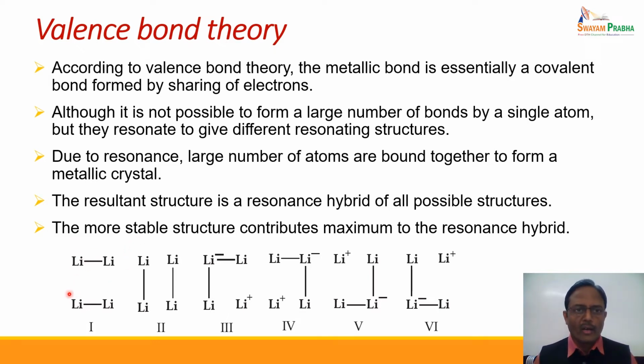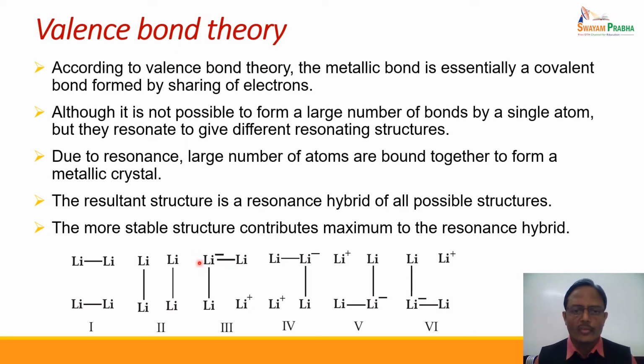But according to valence bond theory of metals, if these two lithium atoms are bonded like this and these two lithium atoms are bonded like this, the bonds are not stationary but they are moving. So this lithium metal can be considered as a hybrid of a large number of structures, where for some time or at some instance these two atoms are linked together and these two atoms are linked together. At another instance these two are linked together and these two are linked together, whereas there is no bond between these two and these two.